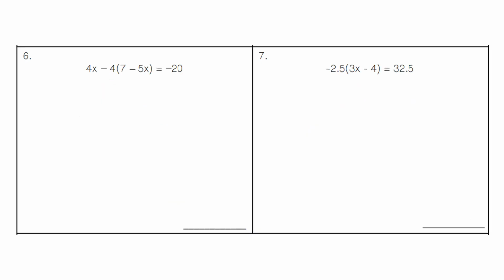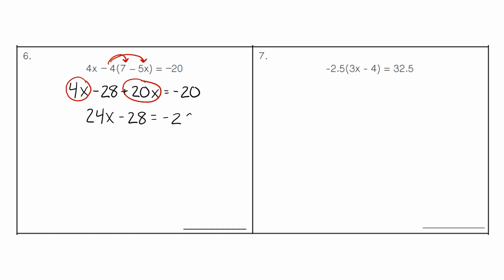For number 6, we start with our parentheses and we multiply the -4 times the 7 and -5. -4 times 7 gives us a value of -28. -4 times -5x gives us a +20x. We combine our like terms, the 4x and the 20x together make 24x.